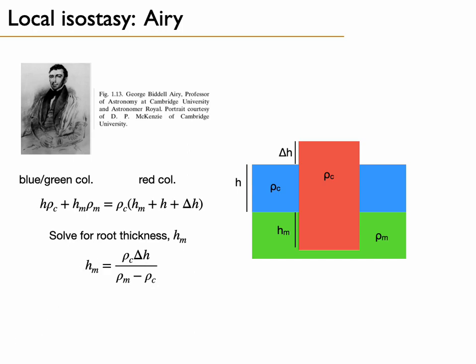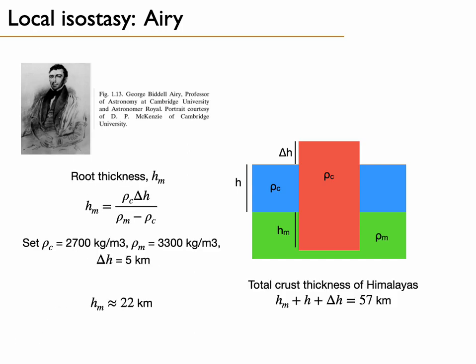Fairly simple formula. And now let's insert numbers in there. So we assume again that the crust density is 2,700 kilogram per meter cube, that the mantle density now, we need to use a mantle density. We set it to 3,300 kilogram per meter cube. Delta H is still 5 kilometers. And one will obtain 22 kilometers if you plug in these numbers.